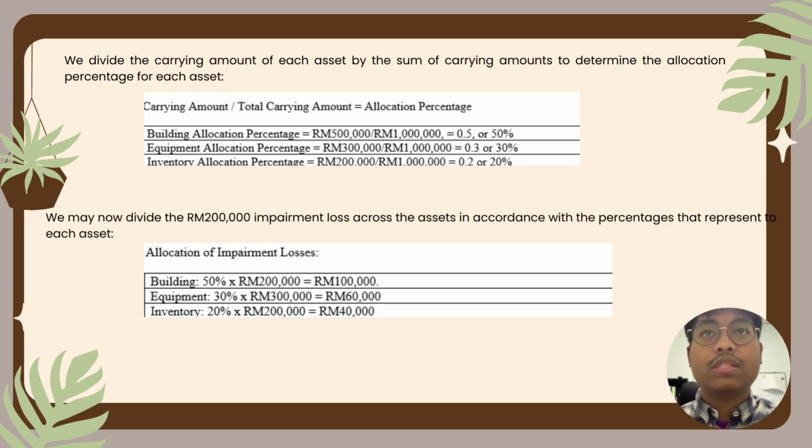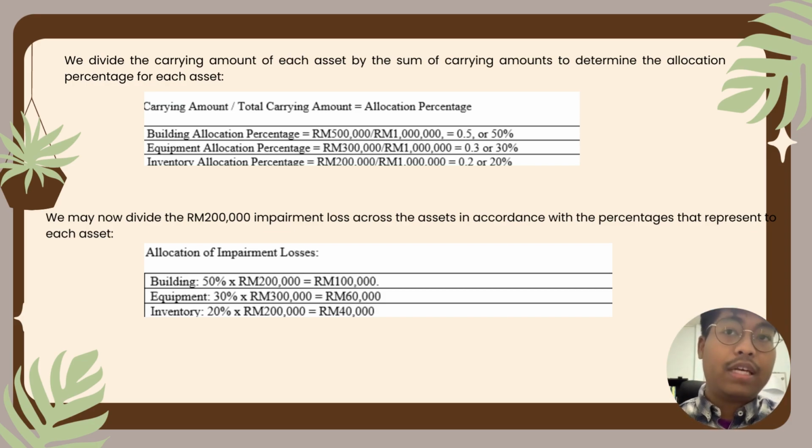So the building allocation percentage is 500,000 ringgit per 1 million. We will get 50%. The equipment allocation percentage, we take 300,000 ringgit over 1 million, we will get 30%. And the inventory allocation percentage, we take 200,000 ringgit per 1 million, we will get 20%.